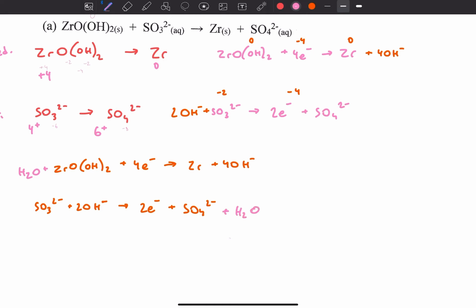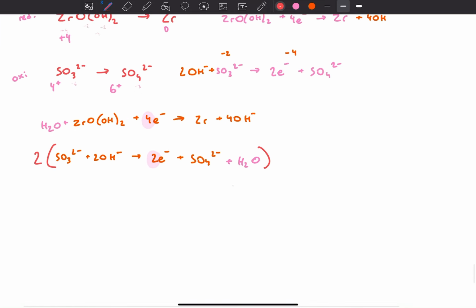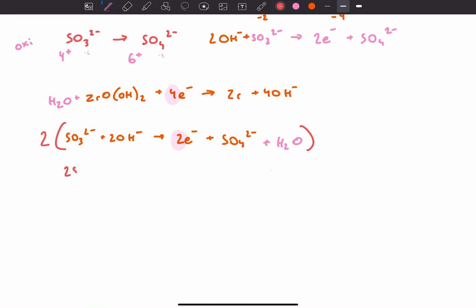And the last step is making sure that our electrons are balanced within both of these. So in here we have 4, and here we have 2. So to fix that, we're going to multiply this whole thing by 2. I'm going to rewrite that. So we have 2 SO3 2- plus 4 OH- turns into 4 e- plus 2 SO4 2- plus 2 H2O.